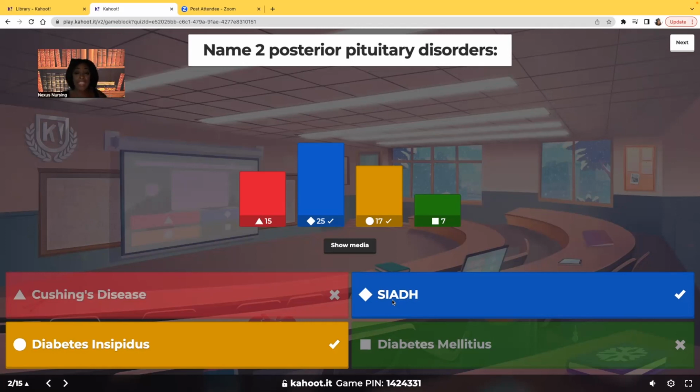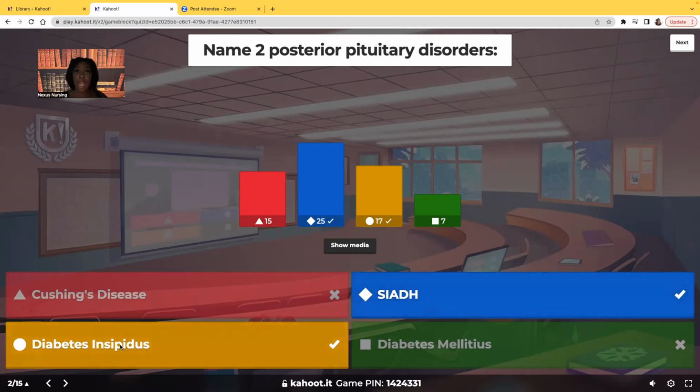So in SIADH, urine output is down. Urine osmolality is up. And the serum osmolality is what? Down. Okay. All right. Diabetes insipidus.